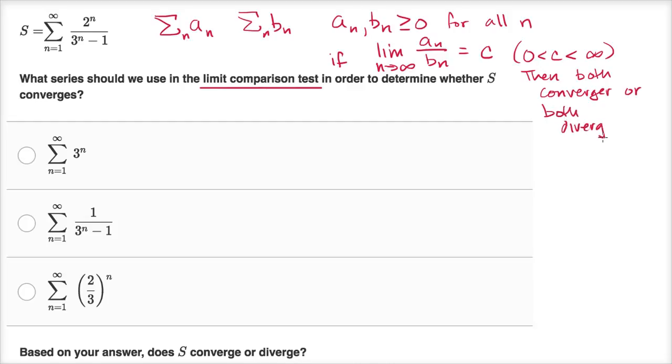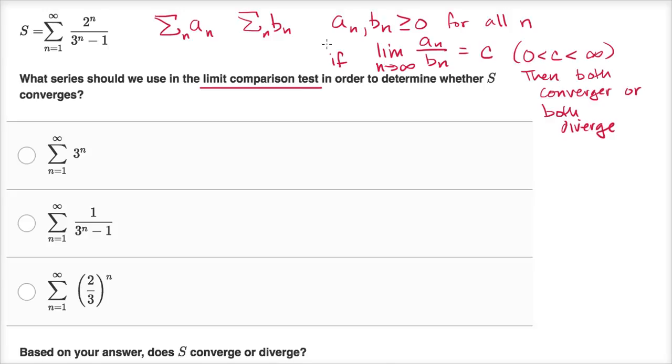And it really makes a lot of sense because it's saying, look, as we get into really large values of n, as we go really far out in terms of the terms, if our behavior starts to look the same, then it makes sense that both these series would converge or diverge. And we have an introductory video on this in another video.